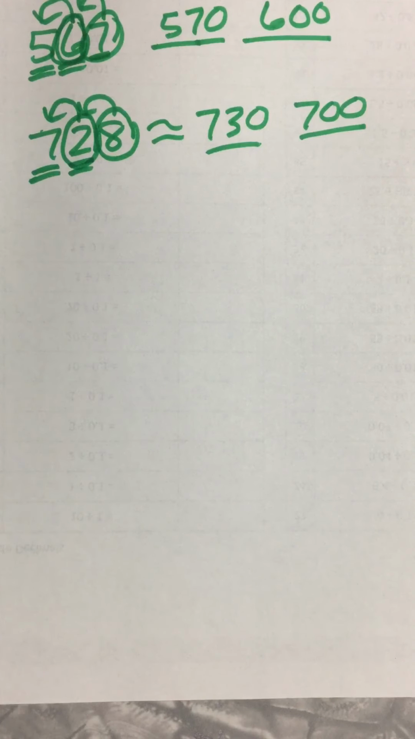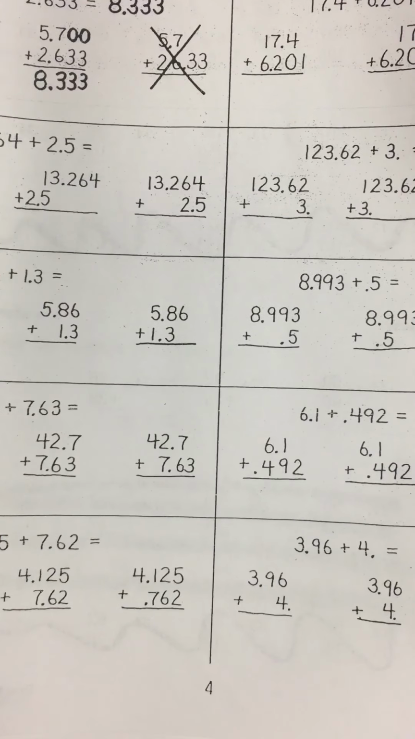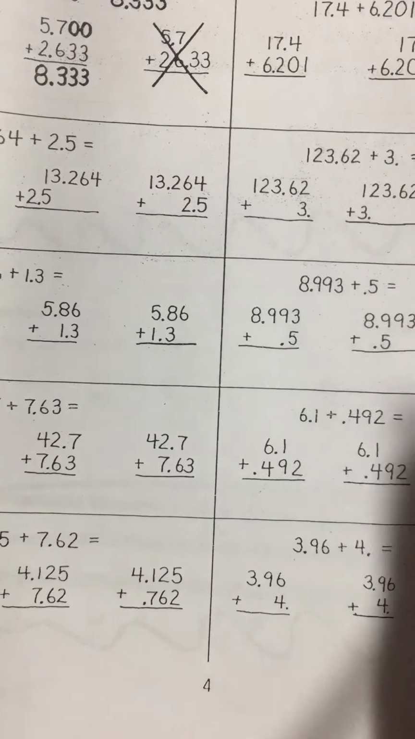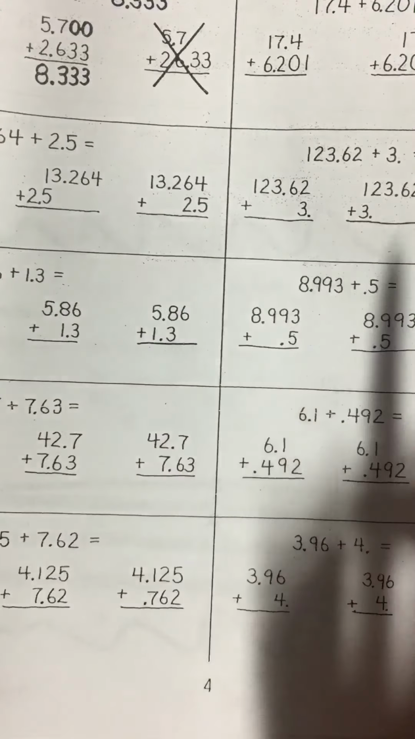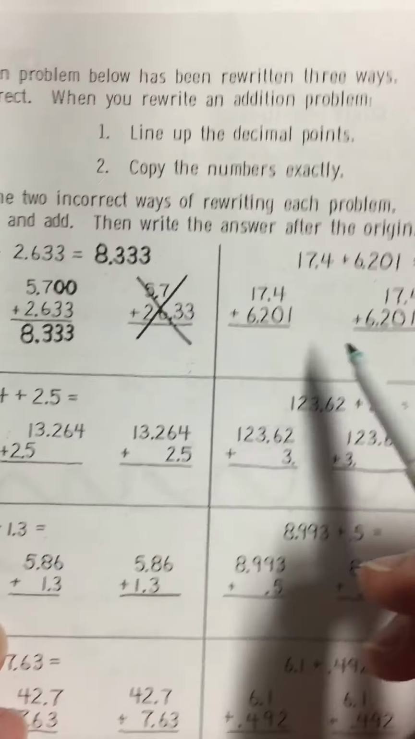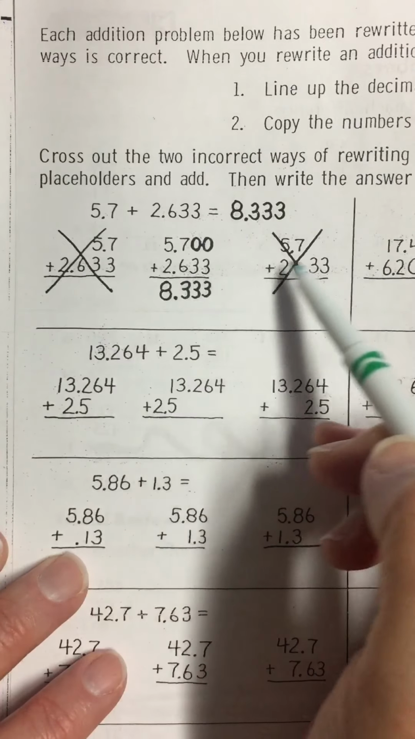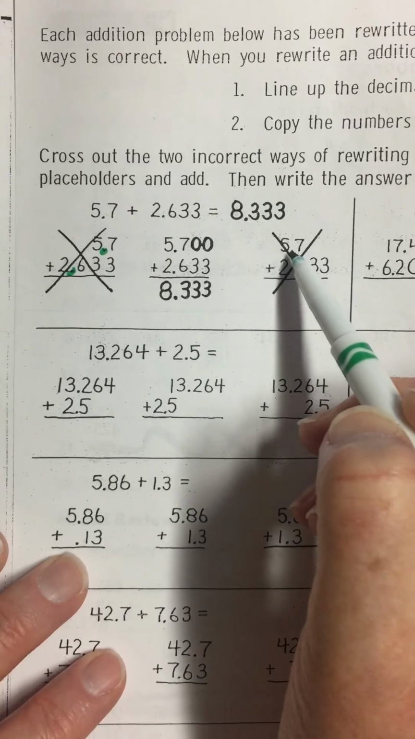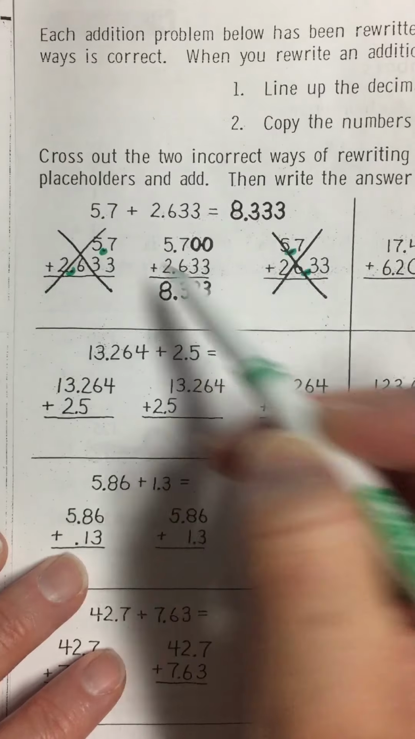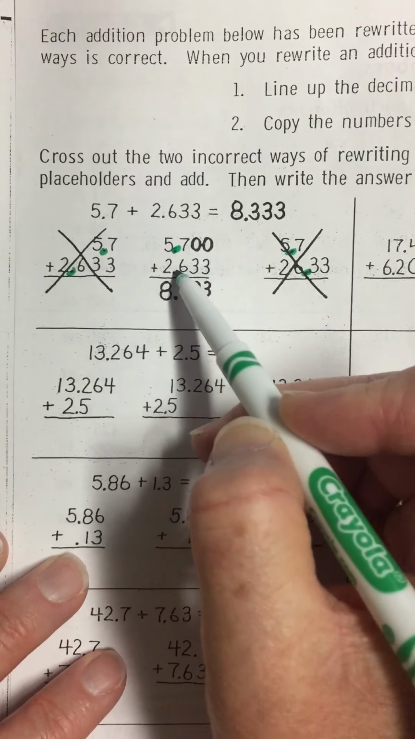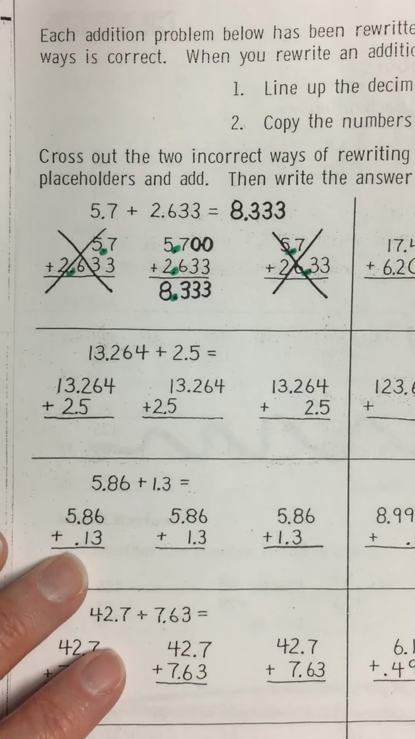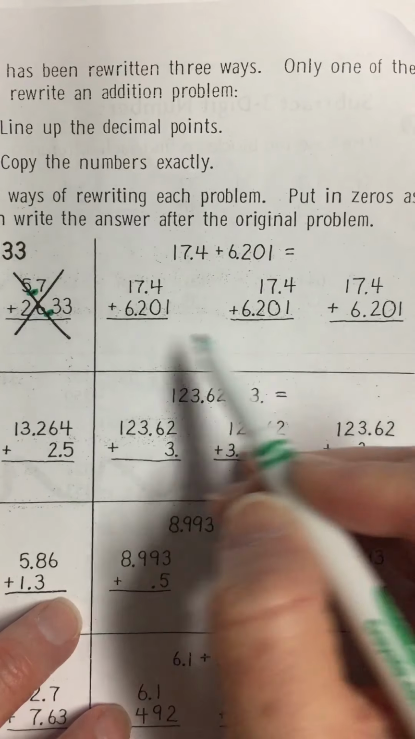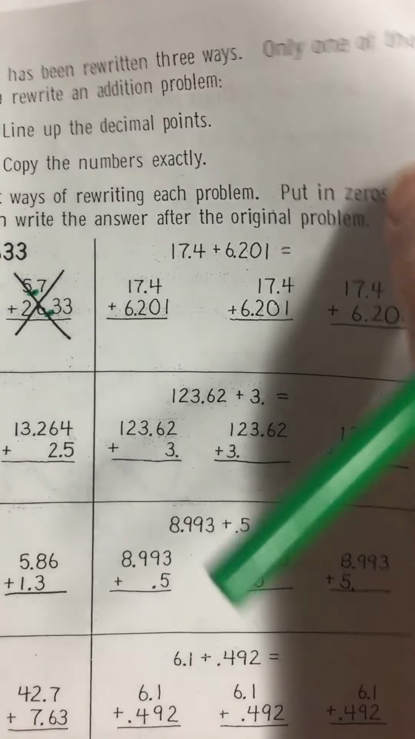Then we have a page that looks like this, where we're adding numbers that have decimals. The thing they're trying to remind us of here is to line up the decimal point. So you're going to be looking at these and saying to yourself, which one of these is written correctly? Well, this is not written correctly because the decimal point is here and here. This one wasn't written correctly because the decimal point was here and here. So they crossed those out, and then they did the problem where the decimal point was lined up correctly. So you're going to look at the next problem, decide which one is written correctly, and that's the problem you're going to solve. That's how that page works.